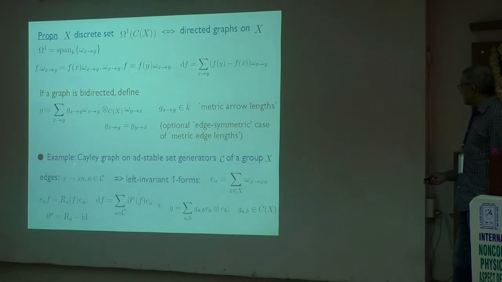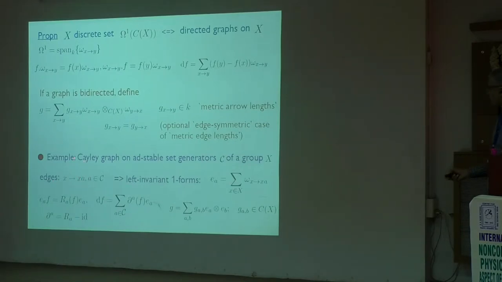Now, the simplest example, which we will be focusing on, is the case of a finite group, X. If X is a group, there's a very natural graph on it, which is defined by any choice of generators. Let's take an ad-stable set of generators, a conjugation-stable set of generators C. They don't have to be, but we will be interested in the ad-stable case. You can define a graph by saying the arrows of the graph are given by multiplying by a generator. X is a point of the group. When you multiply by a generator from your distinguished set, you will go to another point of the group, and then you say you have an arrow between them. That defines what's called the Cayley graph.